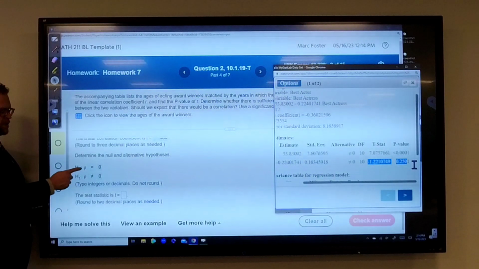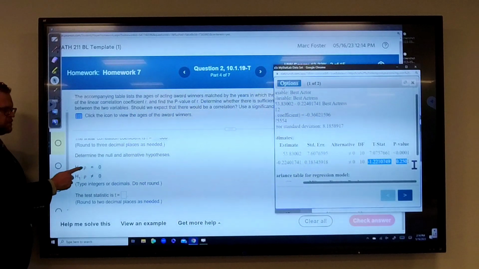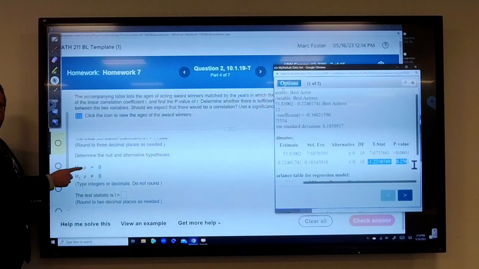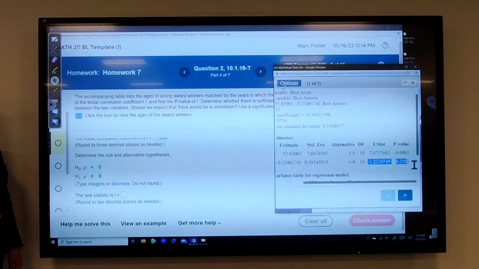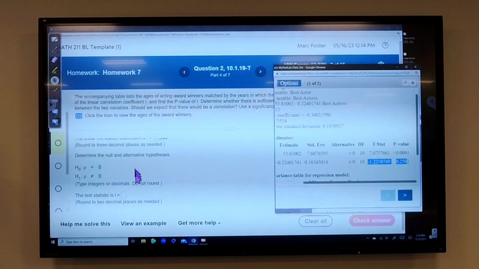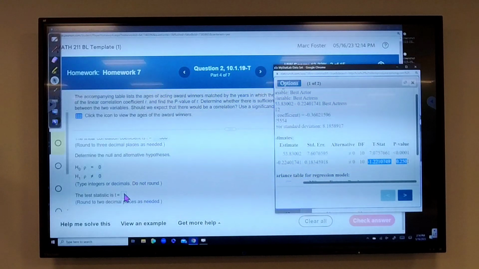So I'll fail to reject. That means I'm keeping this one, and this one is the one that means no correlation. We would use the average in order to make our best prediction. All right, so my test statistic is minus 1.22.